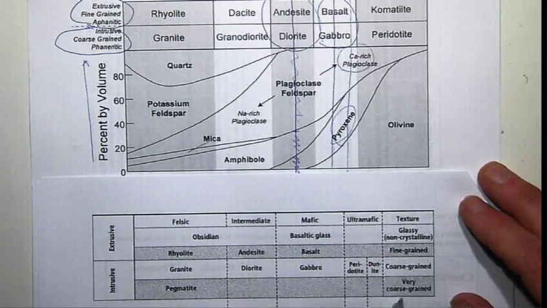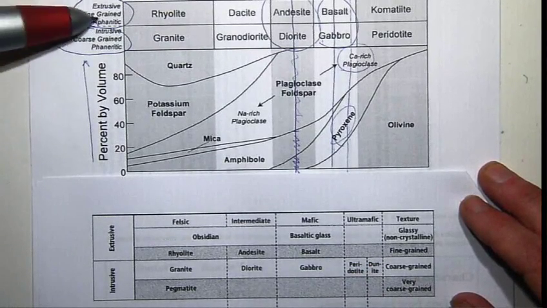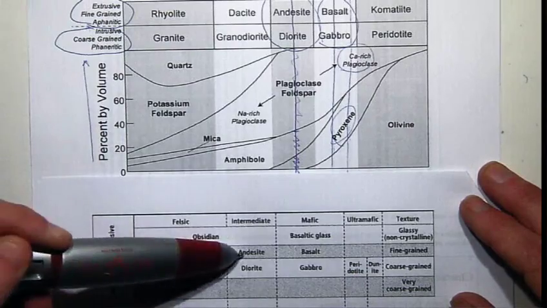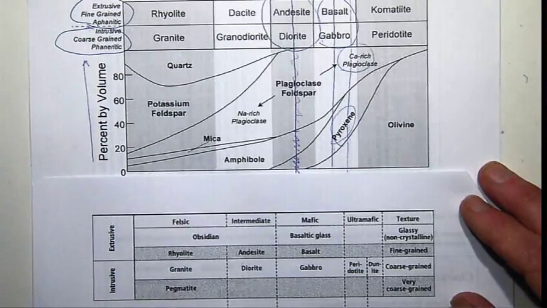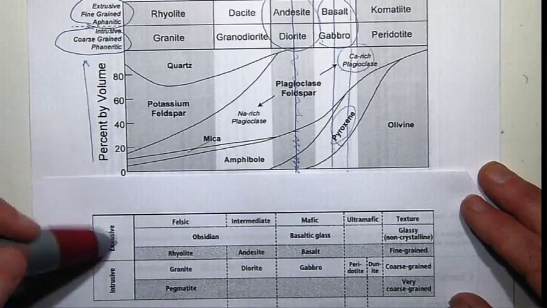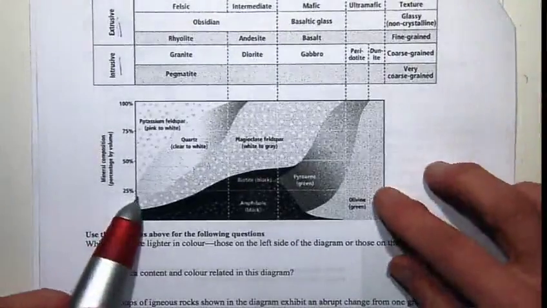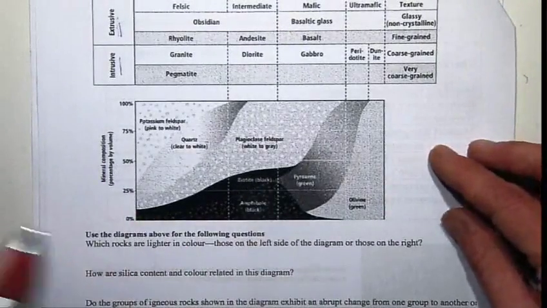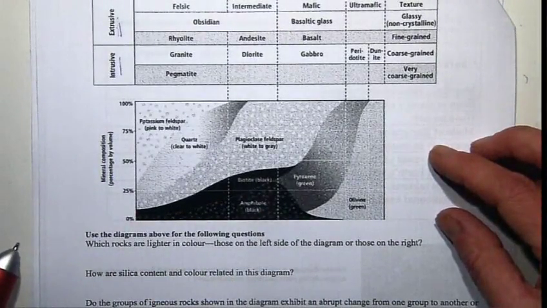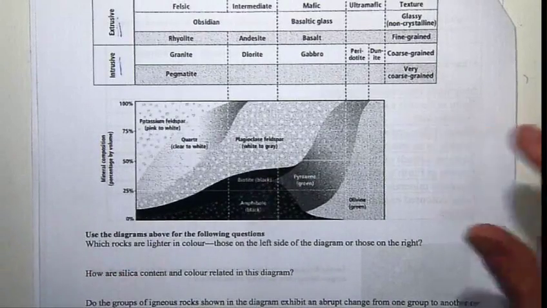They're giving you texture. Here, textures up here. They're giving you names of rocks of those ranges of compositions, both extrusive and intrusive, which it divides up here. And here it gives a rough guide to the minerals that are present in those different categories of rocks.